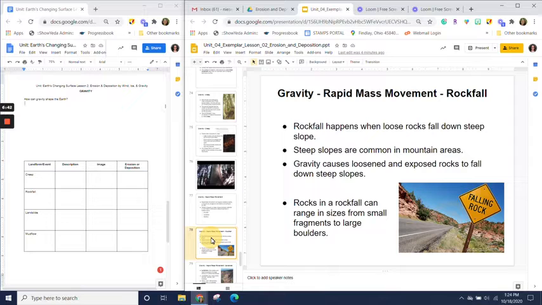Rockfall happens when loose rocks fall down steep slopes. Steep slopes are common in mountainous areas. Gravity causes the loosened and exposed rock to fall down those steep slopes. Rocks in a rockfall can range from the size of small pebbles or fragments to very large boulders.